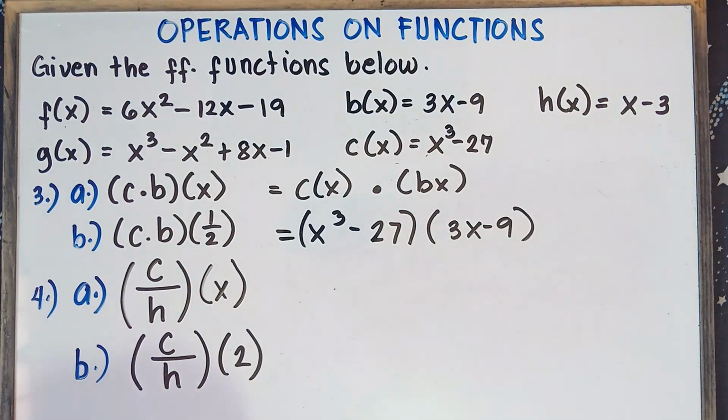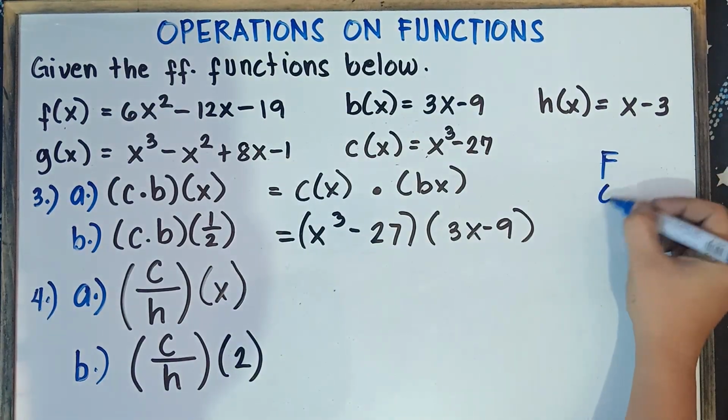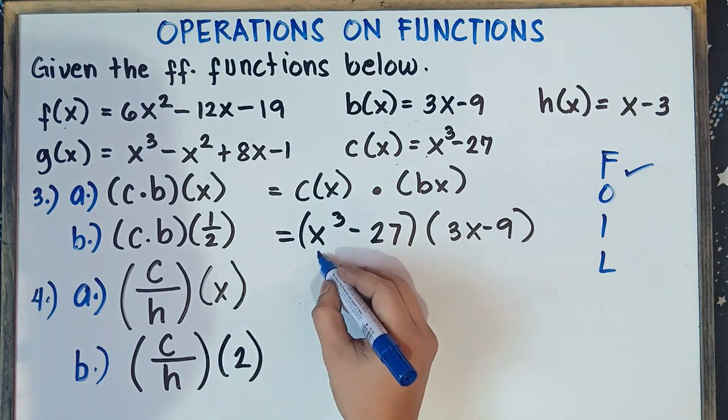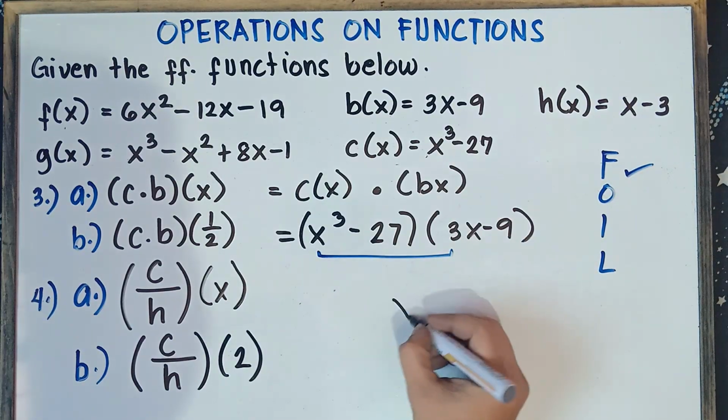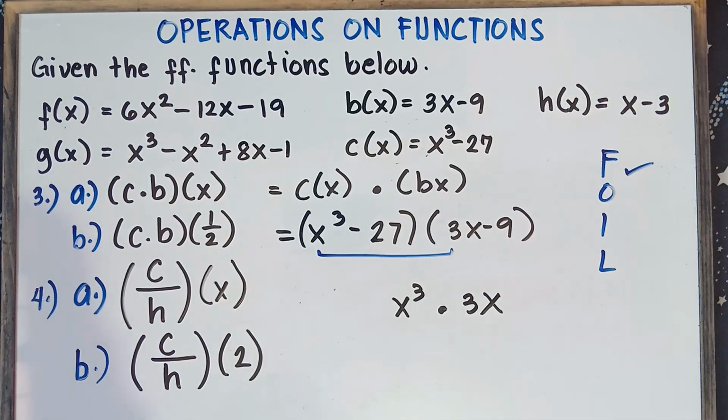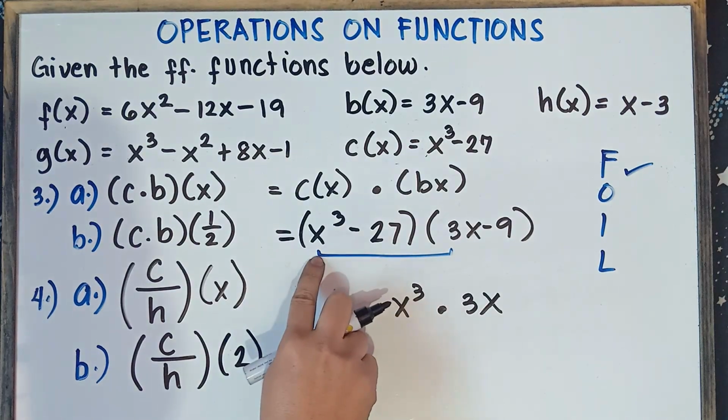Do you still remember the FOIL method? First, outer, inner, and then last. So first, x cubed times 3x. Once again, class, let's do it step by step. First, x cubed multiplied by 3x.